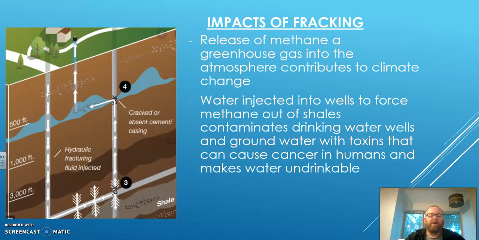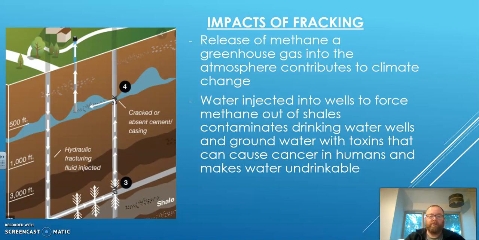Let's talk a little bit about some of the impacts of fracking. One of the case studies is explicitly about fracking, and focuses a lot on Pennsylvania. That's where a lot of fracking is. There's also some in North Dakota, South Dakota, and Oklahoma, which are some of the other big places for this.